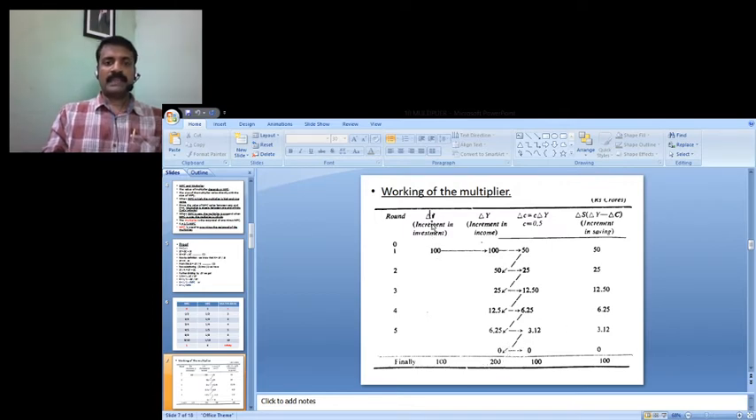Okay, when the investment is increased by 100, the income is increased by 200. Income from here 100, 50, 25, 12.5, 6.25, 0. Together we add, we got 200. 100, 50, 25, 12.5, 6.25, 200.